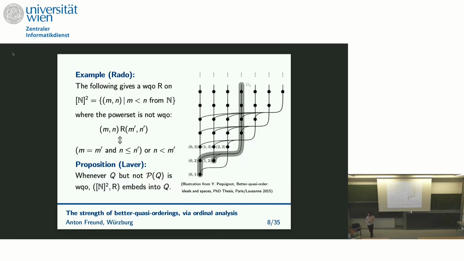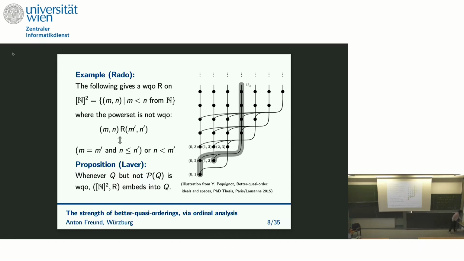Let me maybe just mention before we look at the details, because it's already in the slide, this proposition of Laver here: that example of Rado is canonical in the sense that it's the only reason for which things can fail. So whenever Q is a well-quasi-order but the power set is not, then this example of Rado will embed into the order. Now let's look at the definition.